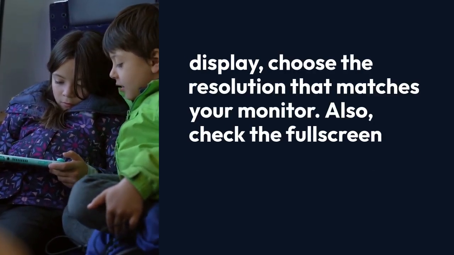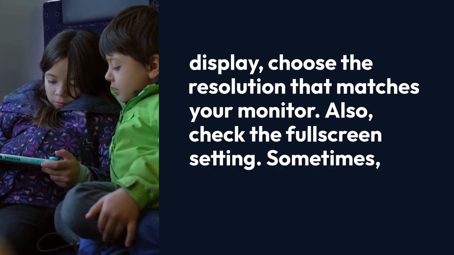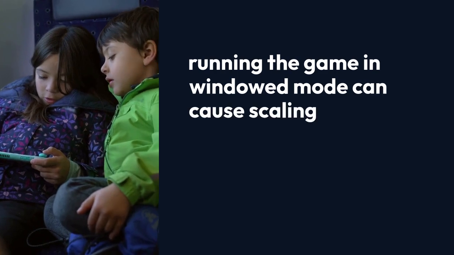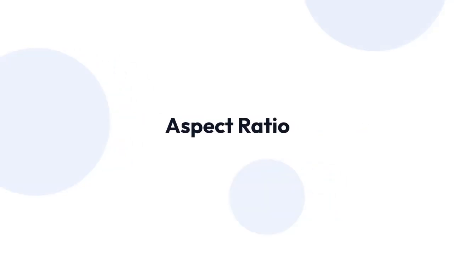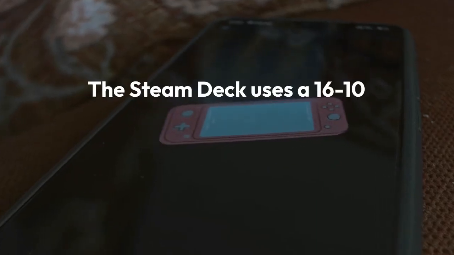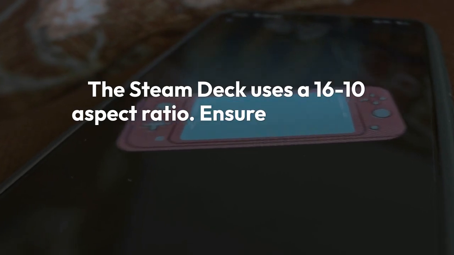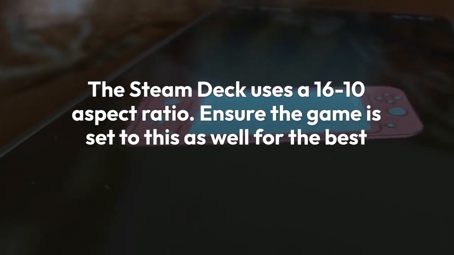Also, check the full screen setting. Sometimes, running the game in windowed mode can cause scaling issues. Ensure full screen is enabled. Finally, some games have an aspect ratio setting. The Steam Deck uses a 16:10 aspect ratio. Ensure the game is set to this as well for the best image.